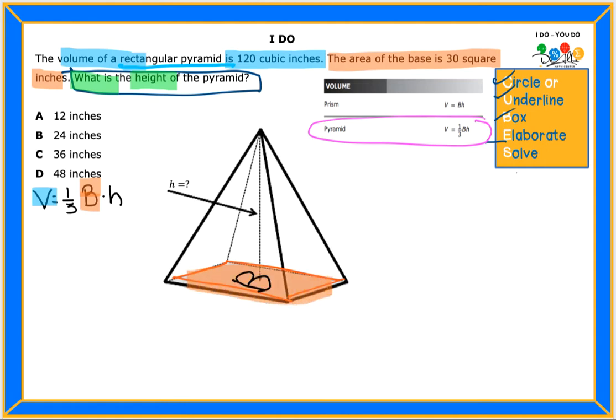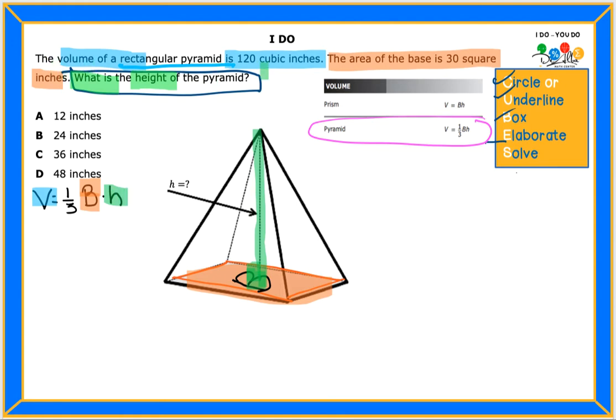Now the height, I'm going to be using green, and it's always the distance from the top all the way to the base, and it's always making a right angle right here. Okay, great. So now I identify the measurements that I need on my formula and on my shape. Remember that this is the question, the height. So I'm going to see what else I can do.